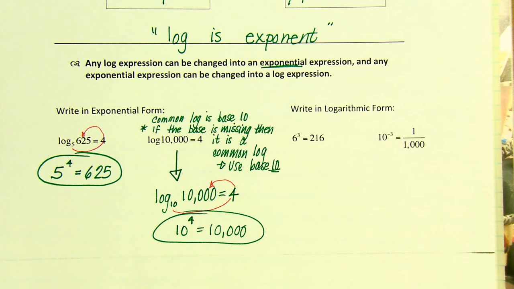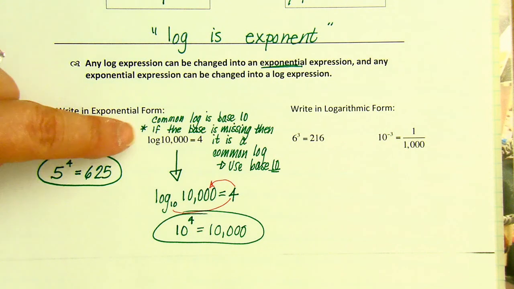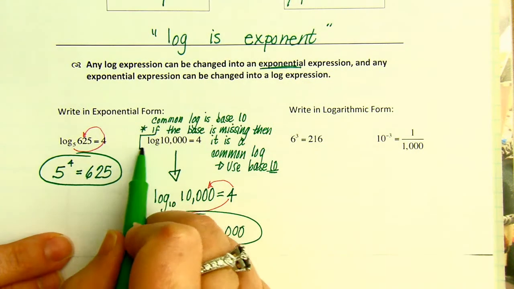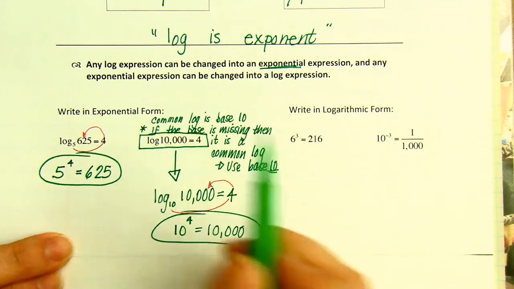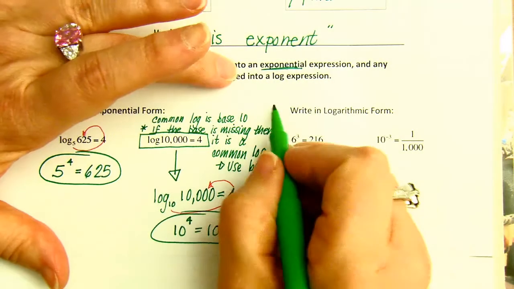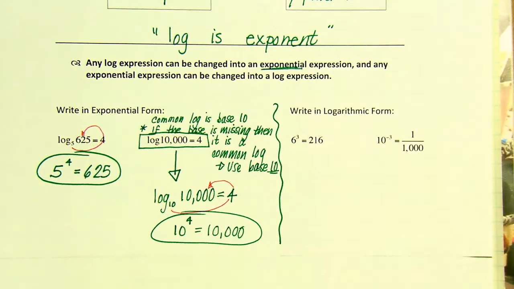You have to know what the base is. This one was different because it appeared as though the base was missing. But when the base is missing, that's common log, base 10. All right, that's how we write in exponential form, converting it from log form to exponential form.